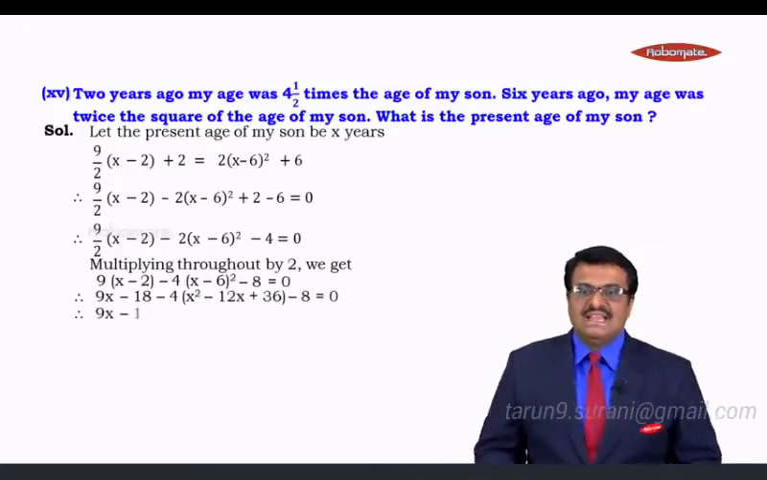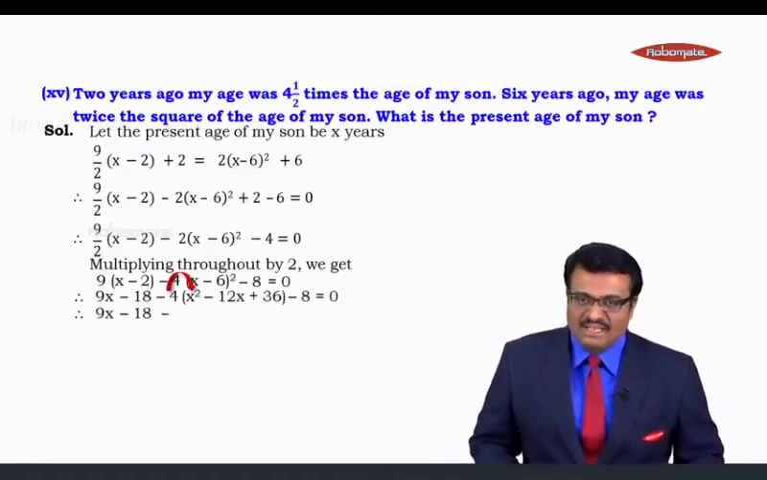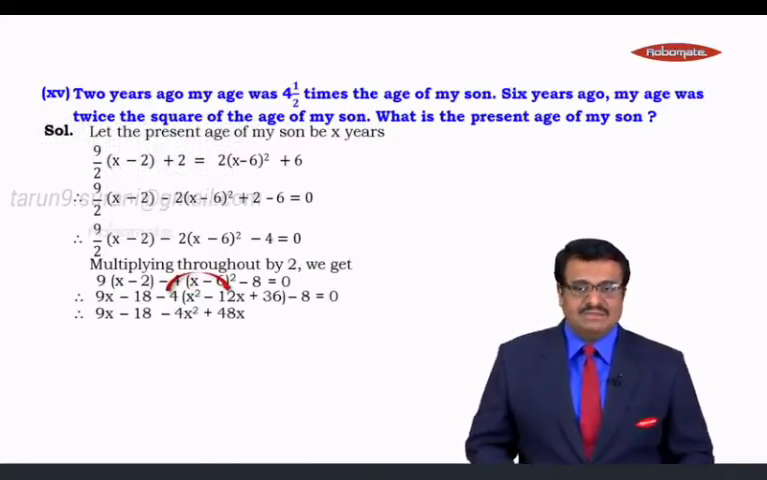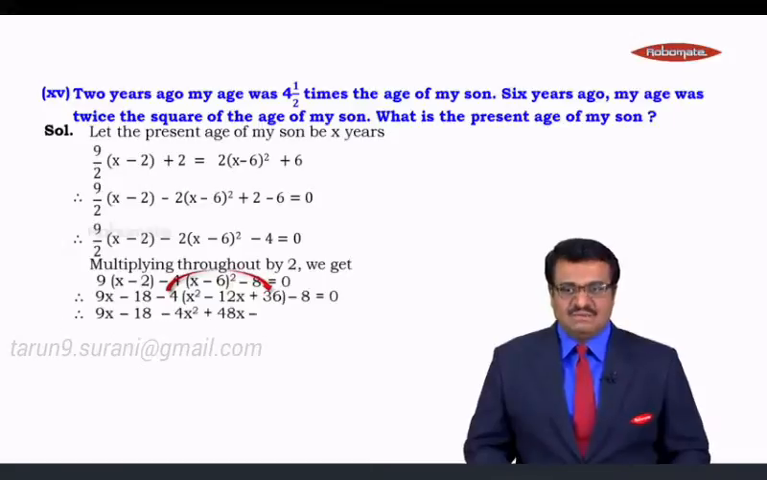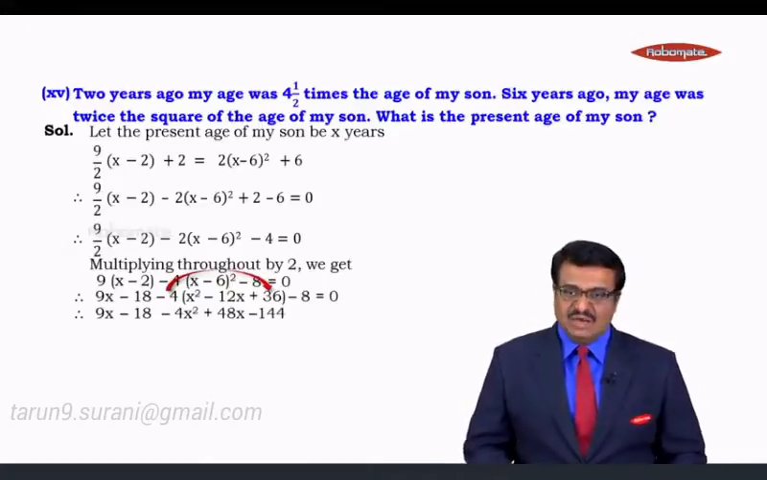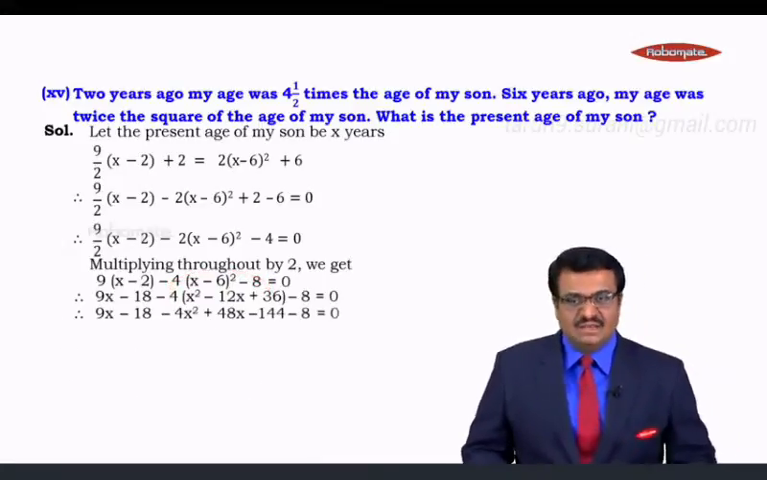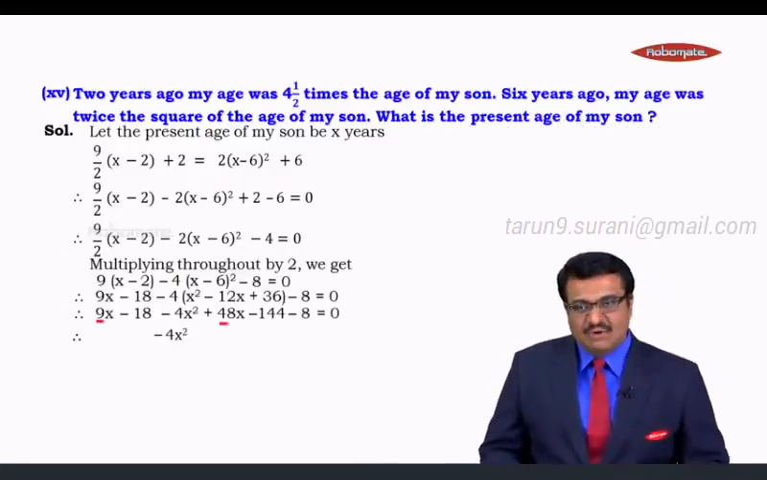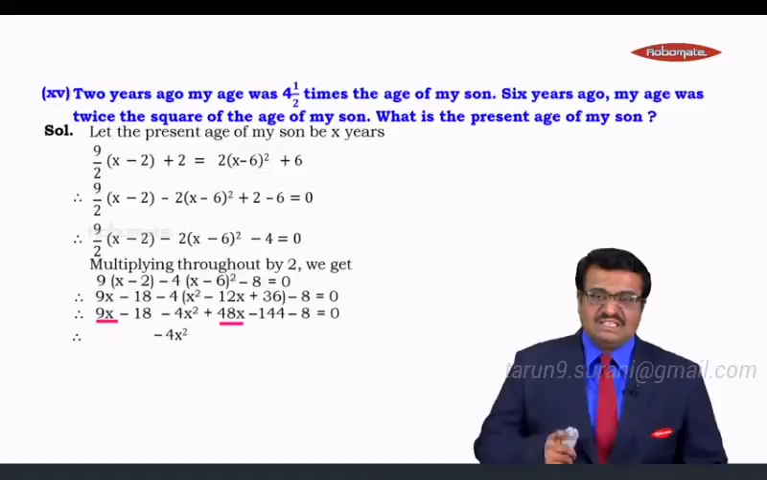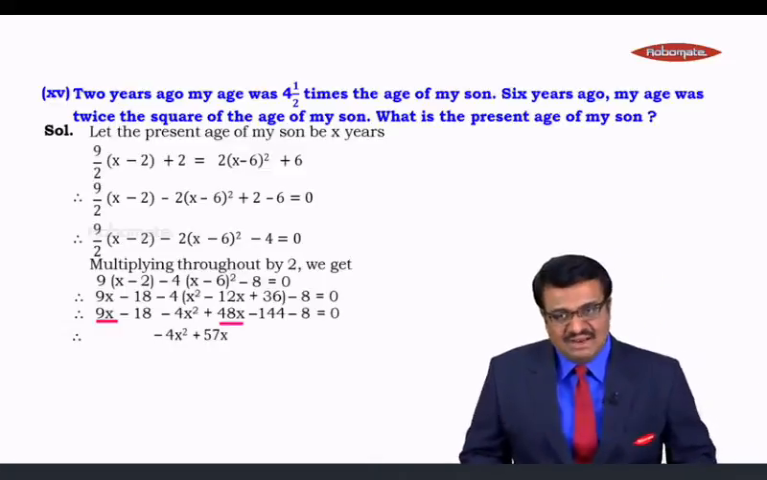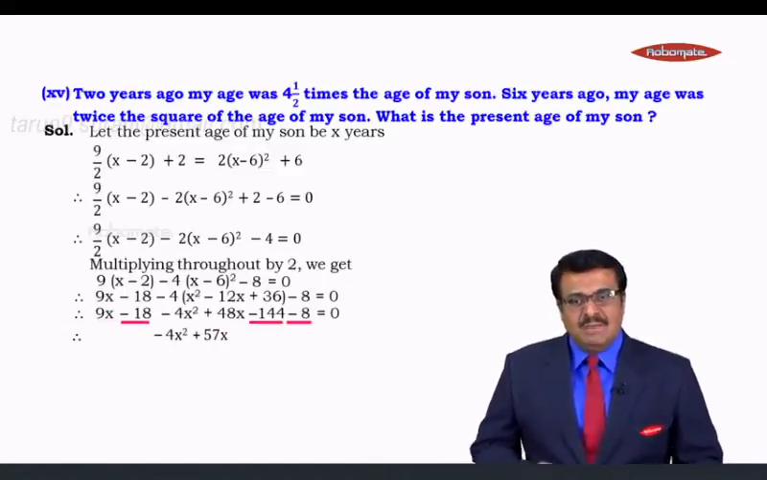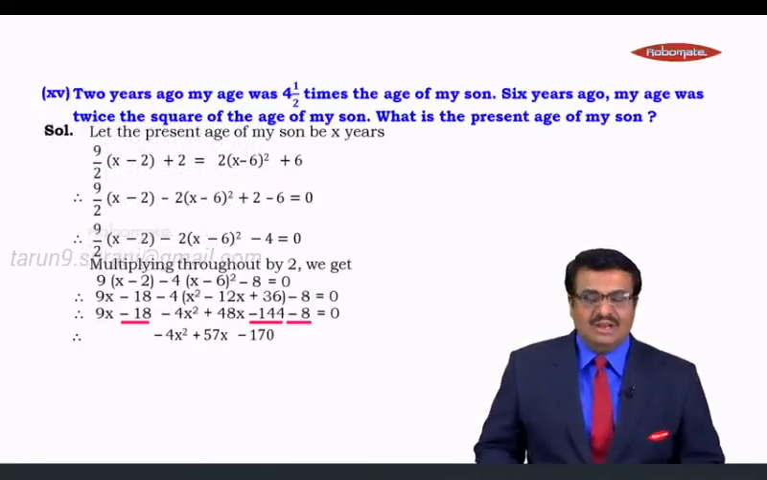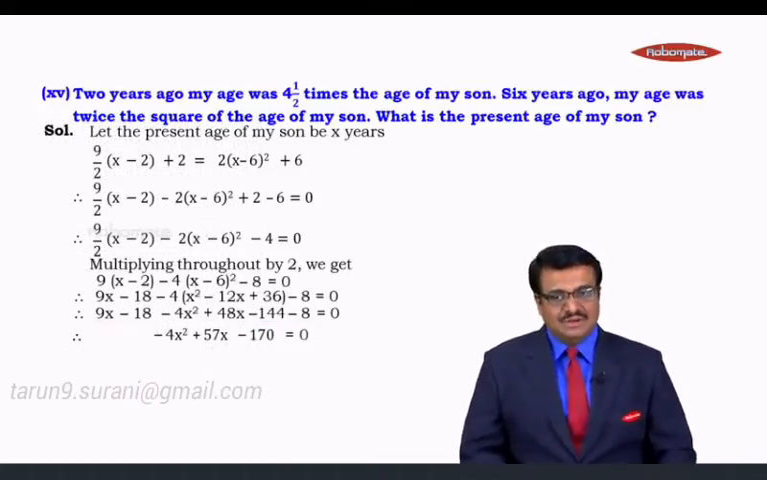Again opening the brackets, 9x minus 18 minus 4x square, minus into minus becomes plus, 4 into 12 becomes 48x, minus into plus becomes minus, 4 into 36 becomes 144, minus 8 is equal to 0. Now let us add the like terms. So what we get is minus 4x square, 9x plus 48x becomes plus 57x, and then minus 18 minus 144 and minus 8, if you add all of them, you will get minus 170 is equal to 0, right?